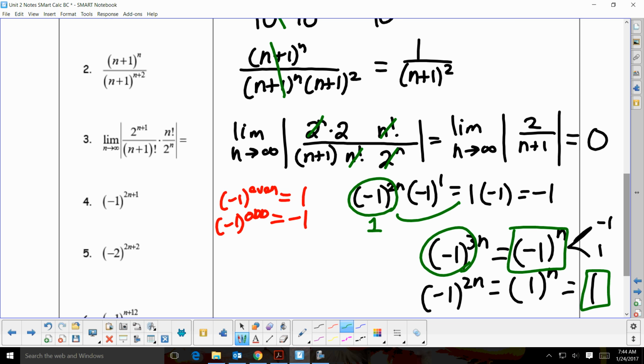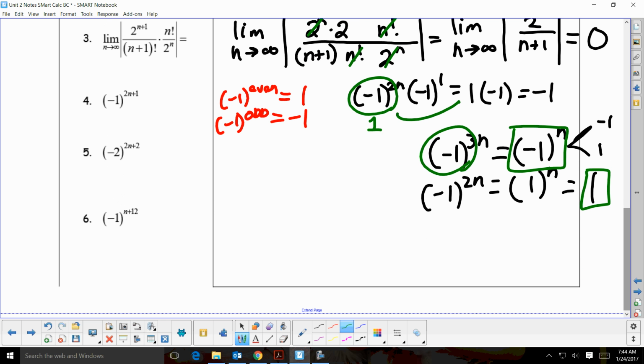Now, I walked around and I saw some things that were bad. I saw that some of you wrote it like that. Is that the same thing? No, because that would just end up being -1. So be careful, make sure you keep your parentheses, okay?